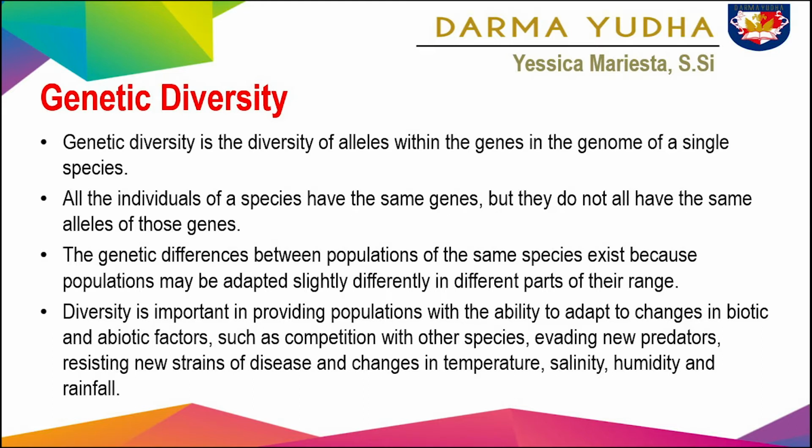The genetic diversity that exists between the varieties of cultivated plants and domesticated animals is obvious because you can see the differences. Consider types of garden rose or breeds of dog. Similar genetic diversity, although not always obvious, exists in natural populations. The genetic differences between populations of the same species exist because populations may be adapted slightly differently in different parts of their range. There's also genetic diversity within each population.